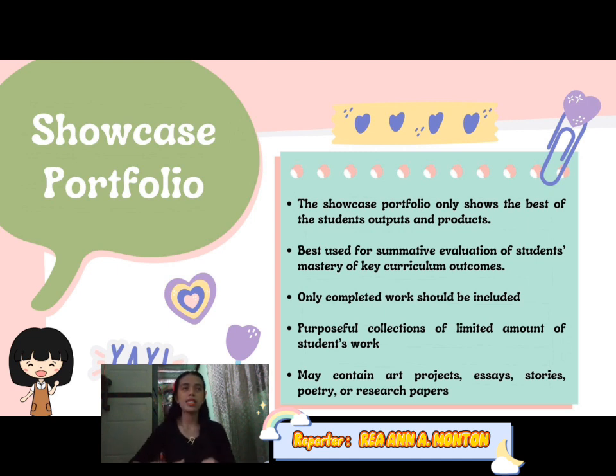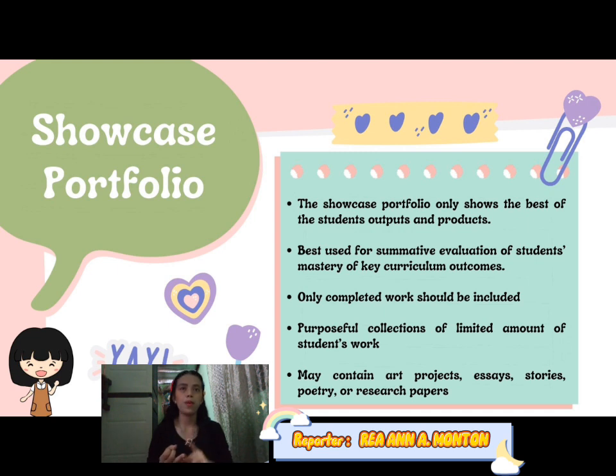In this type of portfolio, it only showcases the best of students' outputs and products. As such, this type of portfolio is best used for summative evaluation of students' mastery of key curriculum outcomes. Only completed work should be included. Okay, so in this type of portfolio, only completed work should be included.